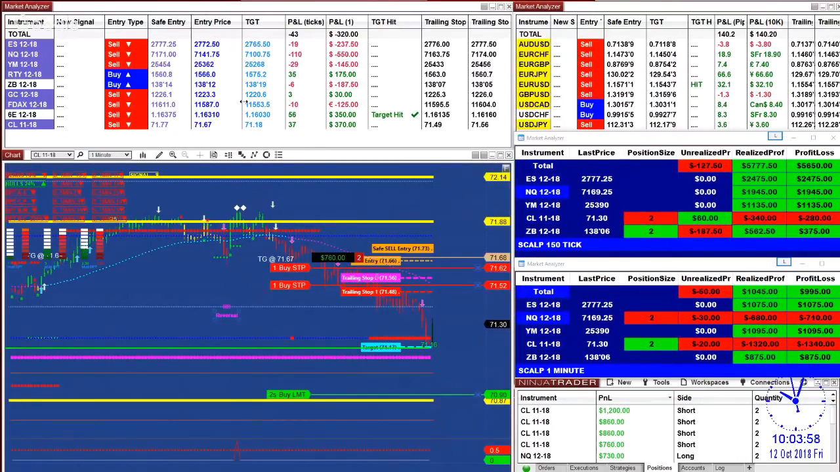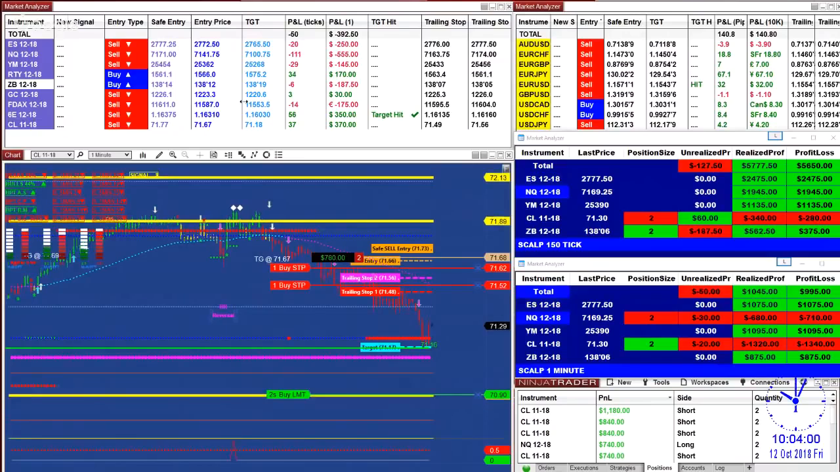We have a little pullback on that market. So we're trying to find trades in between also.